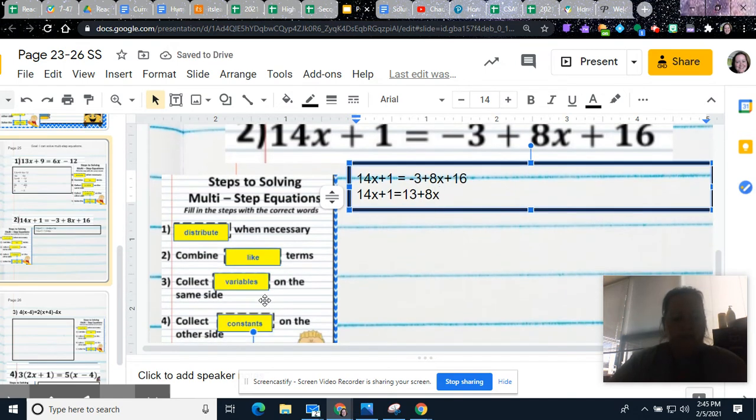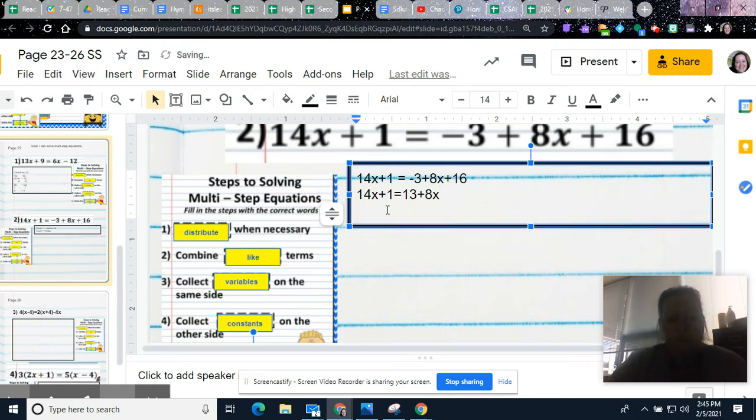Now, step 3, collect the variables on the same side. So when you look at this, we have a 14x and an 8x. Now, it doesn't matter which side you decide to put it on. I always try to choose to put it on the side that's going to keep the variable positive, but sometimes I don't do that. So when we look here, it's like we have 14 x's on this side, we have positive 8 x's on this side.